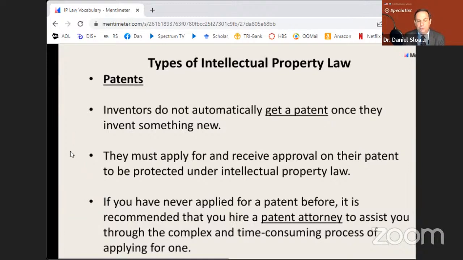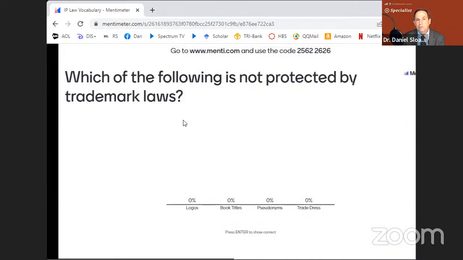So which of the following is not protected by trademarks? We haven't talked about that before. We're going to, but I want to see what you know up front. Which of the following is not protected by trademark laws? Logos, book titles, pseudonyms, trade dress.